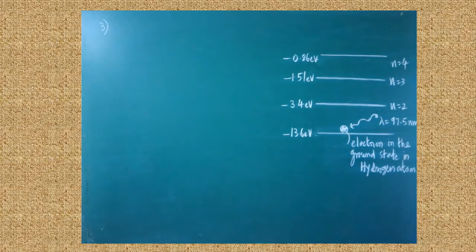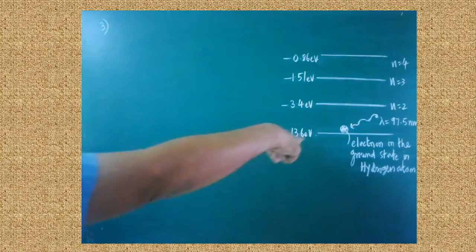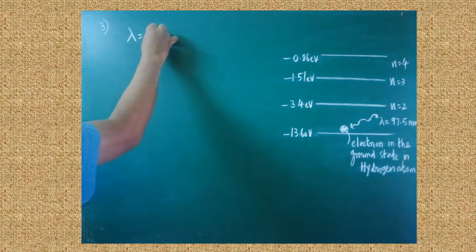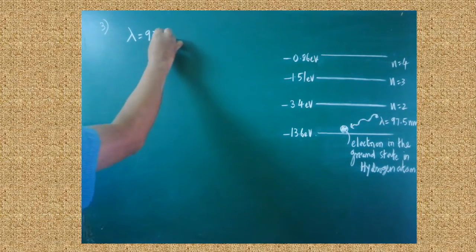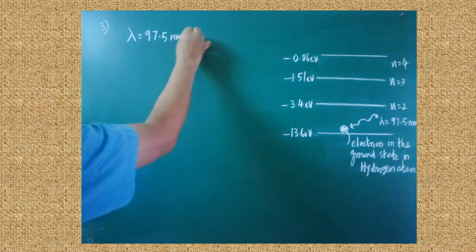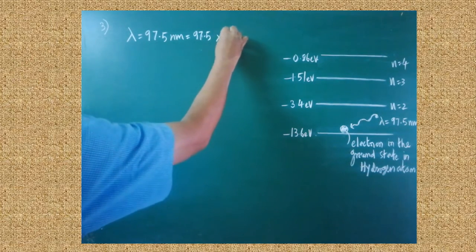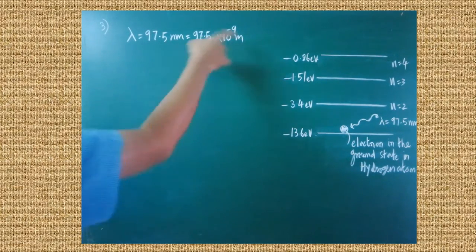So how to start the problem? First we will calculate the energy of the incident radiation. The wavelength is given, and with its help we are going to find the energy of the incident photon. Lambda is given in nanometer: 97.5 nanometer is equal to 97.5 into 10 to the power of minus 9 meter. So it is converted into meter.